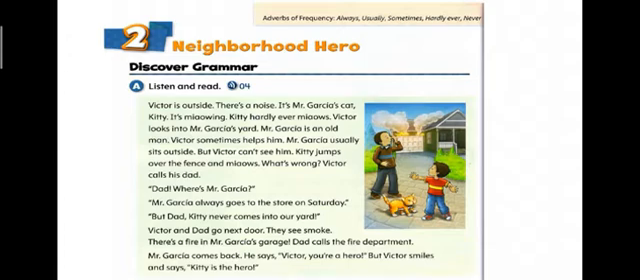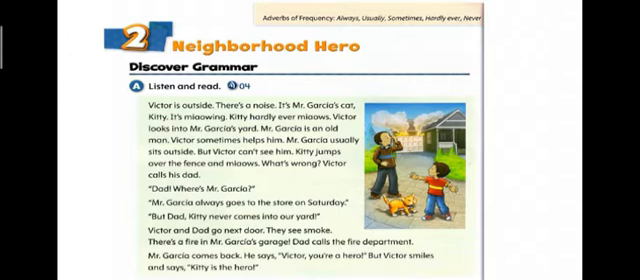Kitty jumps over the fence and meows. What's wrong? Victor calls his dad. Dad, where's Mr. Garcia? Mr. Garcia always goes to the store on Saturday. That means that Mr. Garcia goes to the store on every Saturday. But Dad, Kitty never comes into our yard.